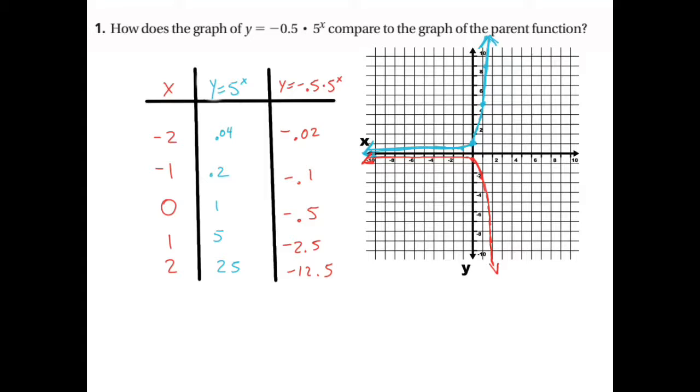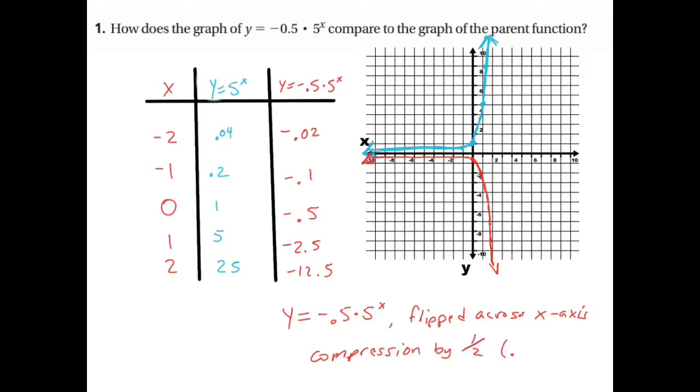So once we have our table completed, we see our values from negative 2 to 2 for x, and they vary between the two equations. For your parent function, you're seeing an increase from left to right, but then for y equals negative 0.5 times 5 to the x power, we're seeing that it's flipped across the x-axis again. And then once again, we see a compression by a factor of 1/2, or 0.5 in this case. All right, so this is very similar stuff we've done before. The only difference here is now we're dealing with exponential graphs.